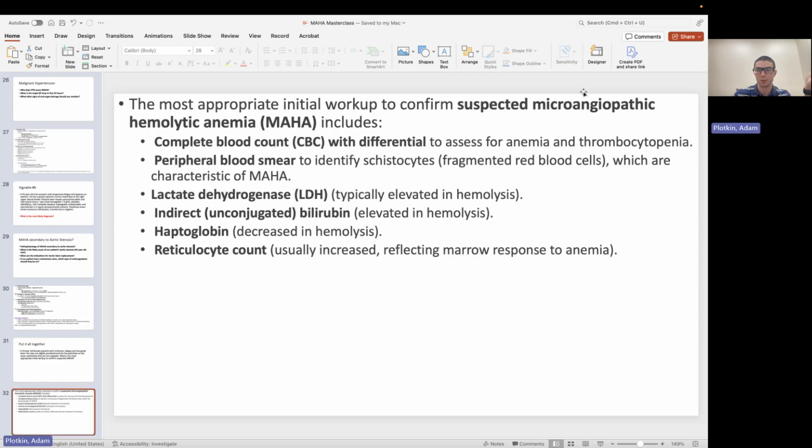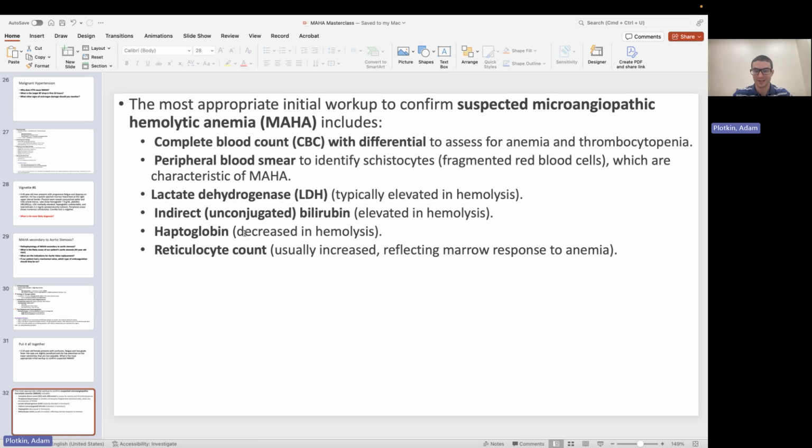So in this patient, if we're suspecting MAHA, we want to get a CBC to assess for anemia and thrombocytopenia. We want to get a peripheral smear to identify schistocytes. Remember, that's the most specific finding for MAHA. We want to get an LDH, which will be elevated in hemolysis because it's released from red blood cells. We're going to see an elevated indirect bilirubin, so we better order that, because that's going to get released from the red blood cells.